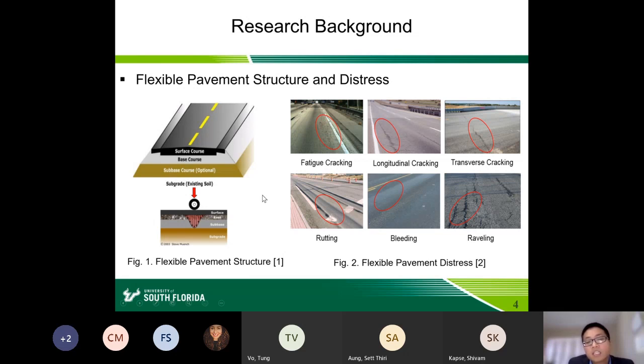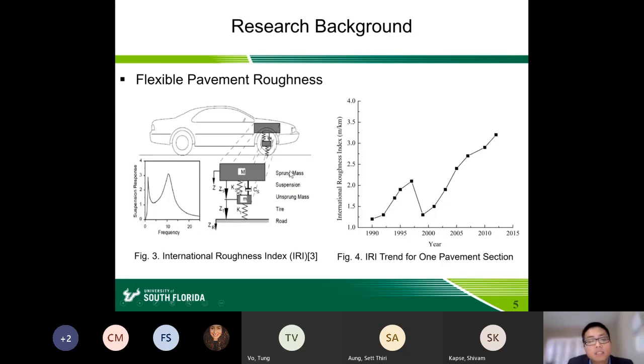When the pavement is constructed, the pavement condition will deteriorate and some pavement distresses will appear, as we can see in figure 2. Some are vertical cracking, some are rutting, and I think this is common in our daily life. When the pavement distresses progress, the smoothness of the pavement surface will decrease. The IRI, International Roughness Index, is a performance indicator to evaluate the smoothness of the pavement.